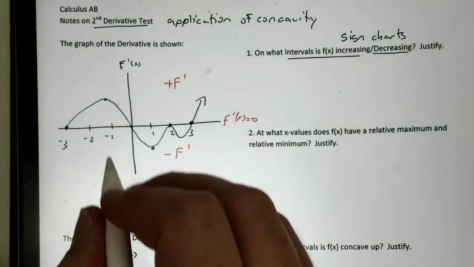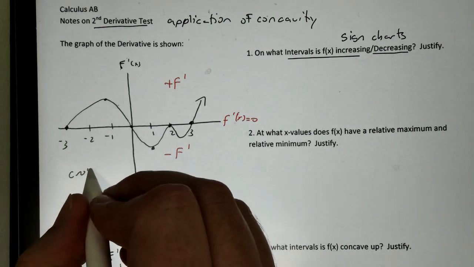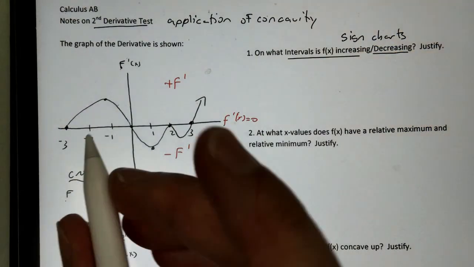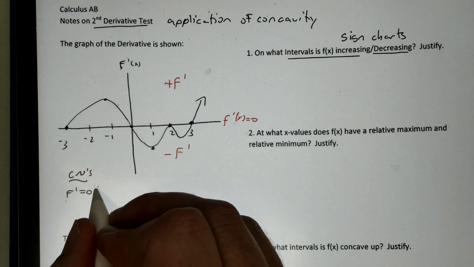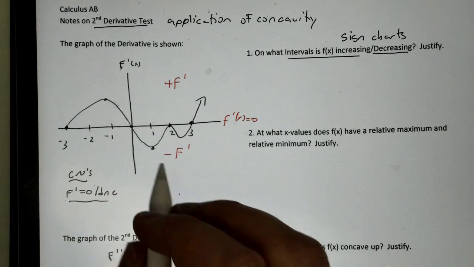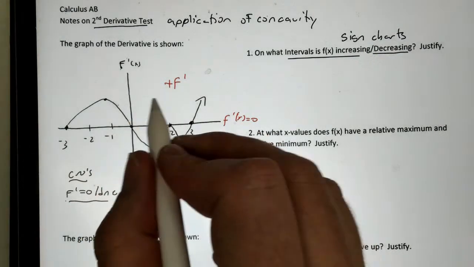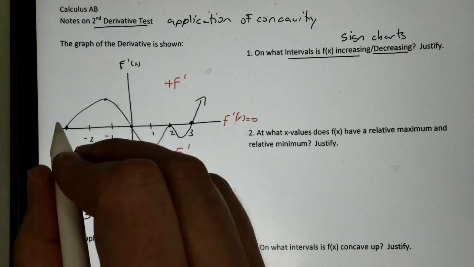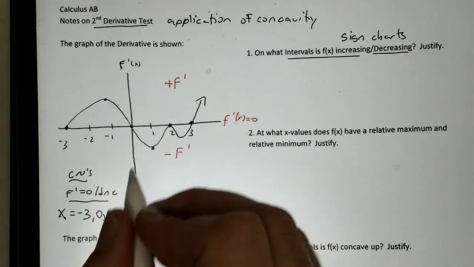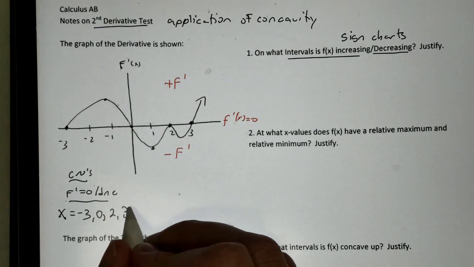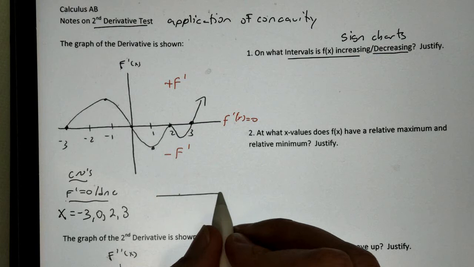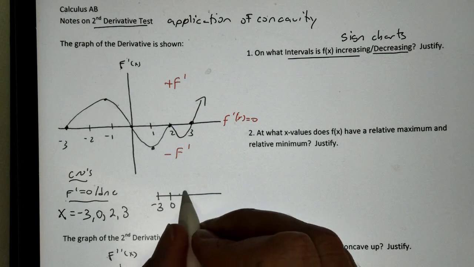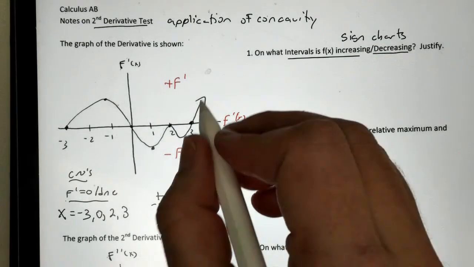So to begin, let's go into our sign chart down here. I need to find my critical numbers. Where is the first derivative equal to 0 or does not exist? I can get that pretty easily here. This is the graph of my derivative, so it's just going to be where it crosses the x-axis, and that's going to give us -3, 0, 2, and 3. When we do our sign chart, it looks like -3 is actually an endpoint. Then 0, 2, and 3, and then it looks like it goes on forever.